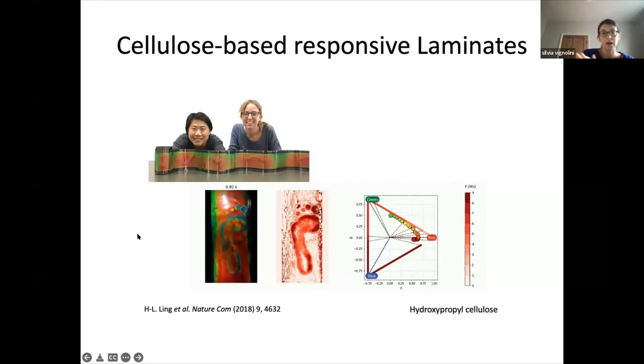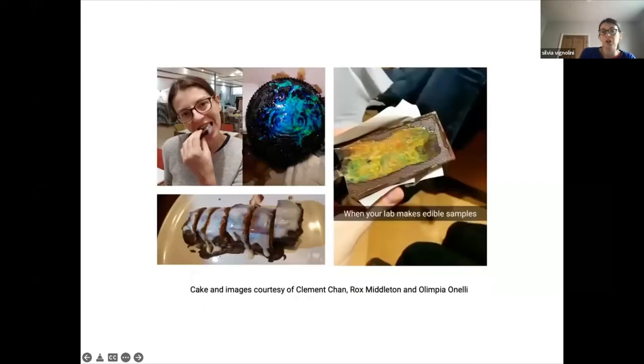Here it's like a laminate where we use this cellulose-based material, which is called hydroxypropyl cellulose. And by applying a weight, here you are simply walking on this slide, you can see that the color is changing, and then you have a direct reading from the color into the pressure. So once you calibrate the system, you know that a certain color corresponds to a certain pressure. And what is nice is that the material that is doing this is essentially edible.